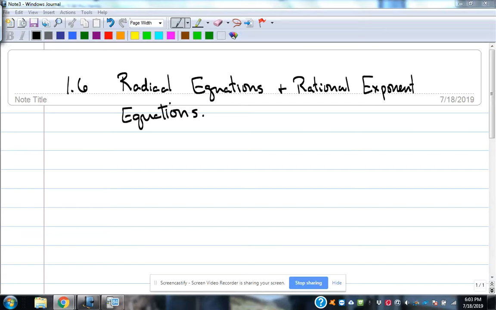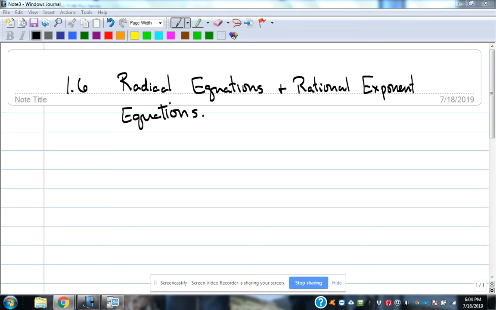So we're going to talk about solving radical equations and rational exponent equations in this section. So solving equations, I always like doing that better because I get an answer at the end that I can take back and check in the problem, and it makes me at least feel a little bit more sure about my answers because I can plug them back in and see if that happens.